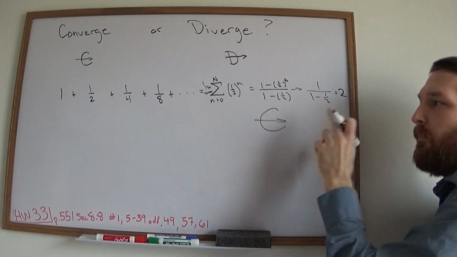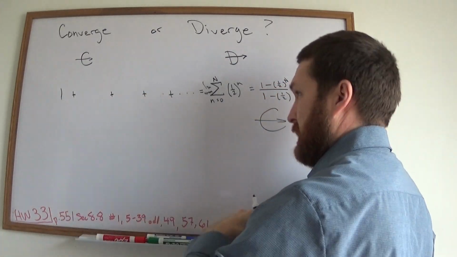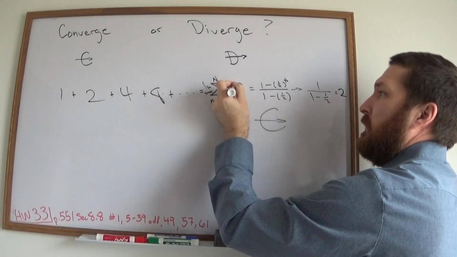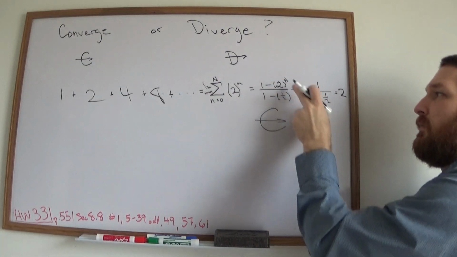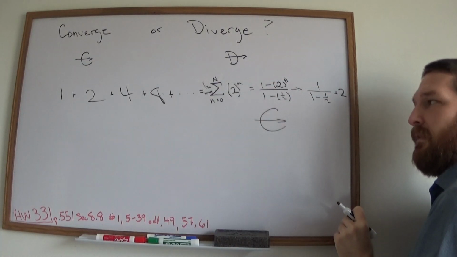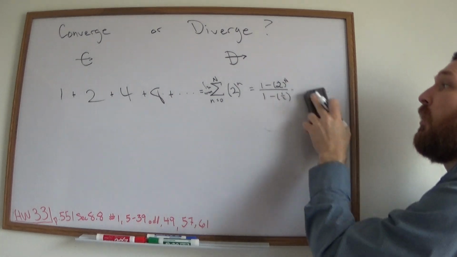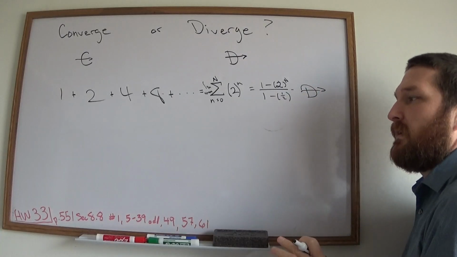But if I had done this, you could see when we raise 2 to the n, that isn't going to converge. That's just going to get bigger and bigger and bigger. It's going to blow up. And that's what we mean by diverge, right? That's one way something can diverge.